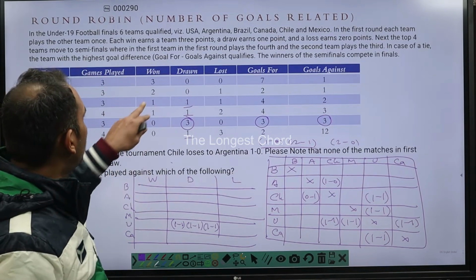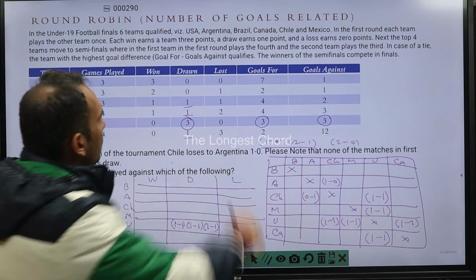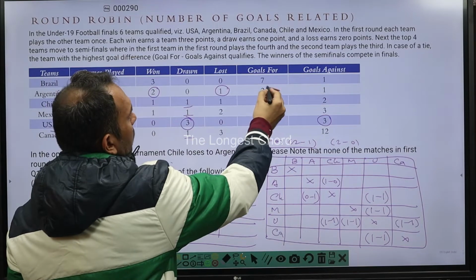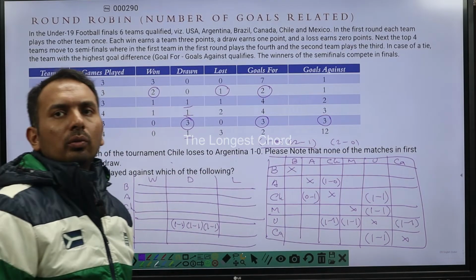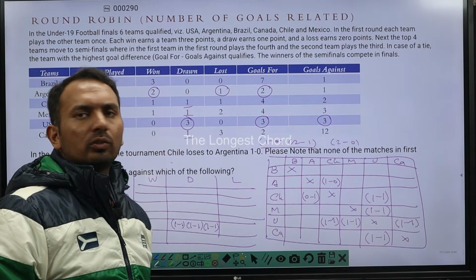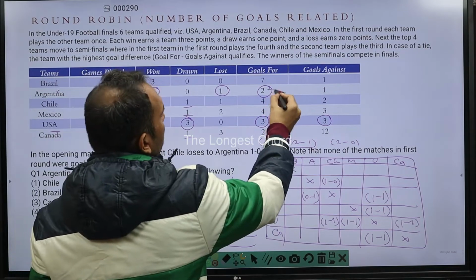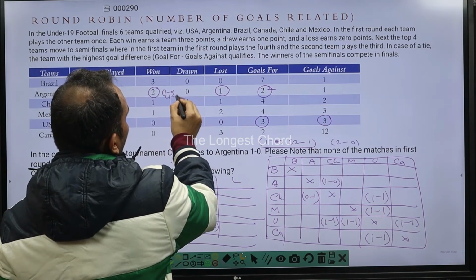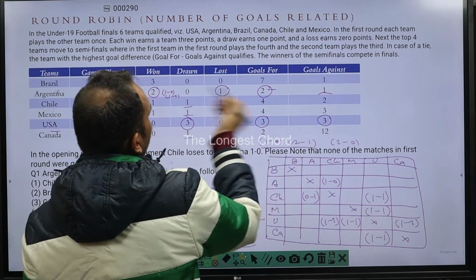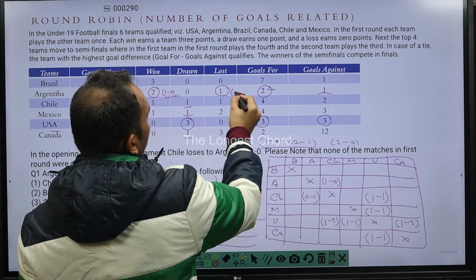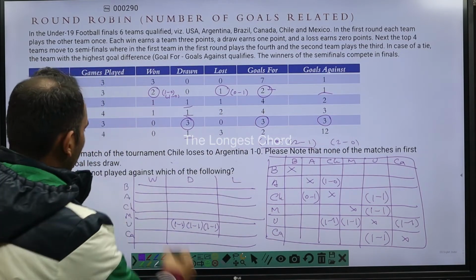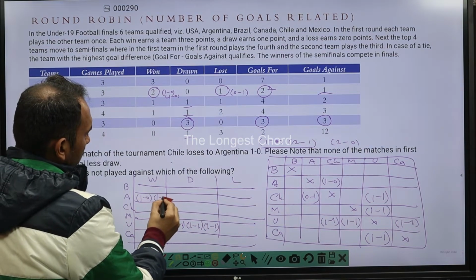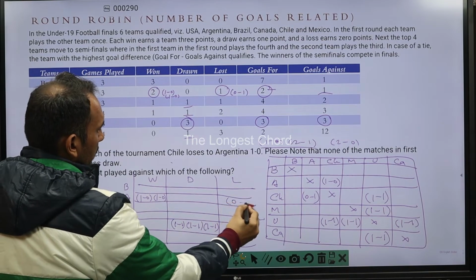So that way, if we check Argentina's data, there is 1 loss and there are 2 wins, and there are only 2 goals scored. If there is a win, there has to be a minimum difference of 1. So can we say that these 2 wins have to be 1-0, 1-0? And there is 1 goal against, and that is a loss. So can we say that this loss also has to be 0-1? So for Argentina we can put 1-0, 1-0, and the loss that is 0-1.